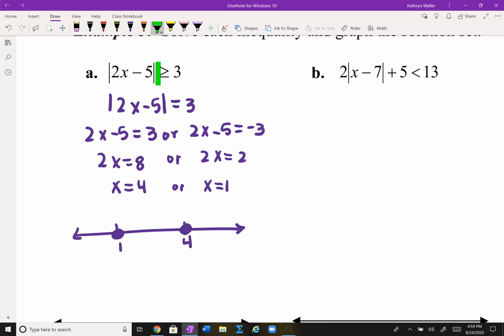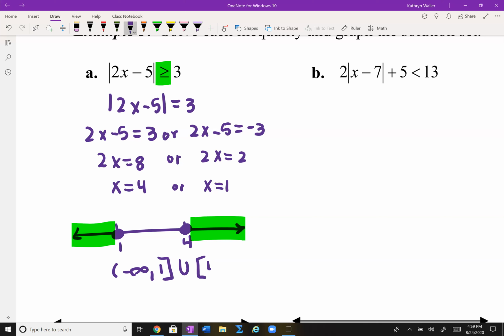Greater than means it's greater than 3 units away. So if greater than means far away, that would be here and here. So interval form would be negative infinity, start at the left, go to 1 with a bracket, then put a U, and then pick it back up at a 4 with a bracket to infinity with a parenthesis, and you're done.